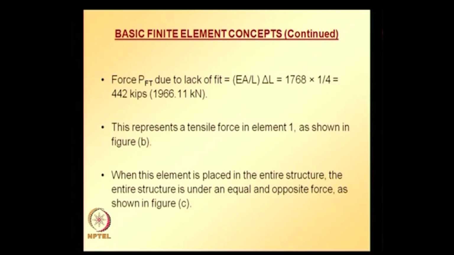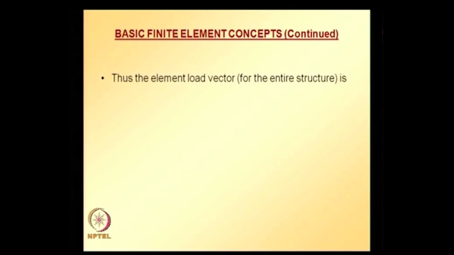So, the element load vector is in the local coordinate system at node 1. PFT is acting in the direction of the member, that is from local node 1 to 2, or it is acting in the direction from node 1 to 4. So, the first component is positive and the second component is acting in the opposite direction. So, a negative sign is appended to it.